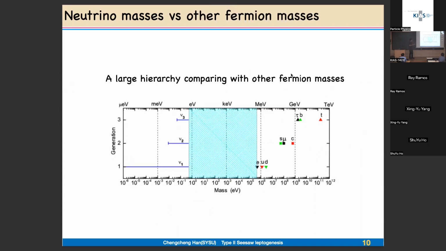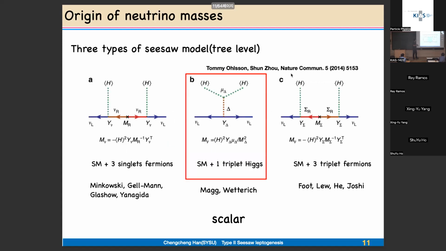But if we look at the neutrino mass, we will find it is much smaller than the other fermion masses. Then we may guess the neutrino mass comes from a different mechanism, different from the other particles. The most popular model, though not the only model, is the seesaw model, which can generate the neutrino mass at the tree level.